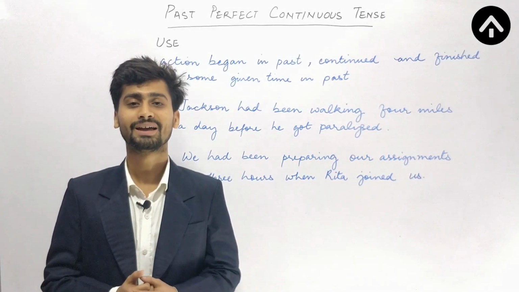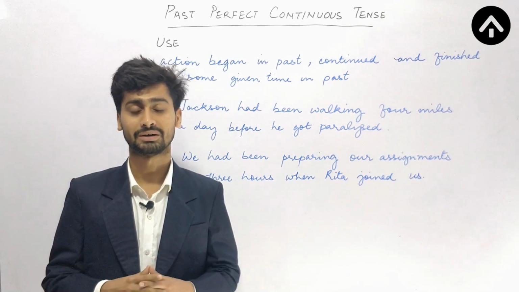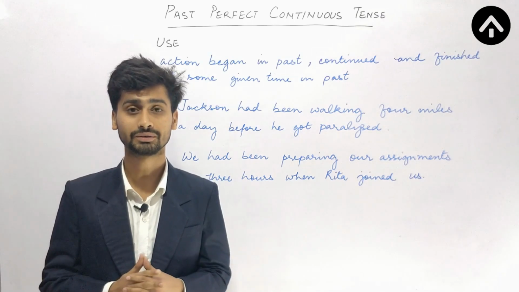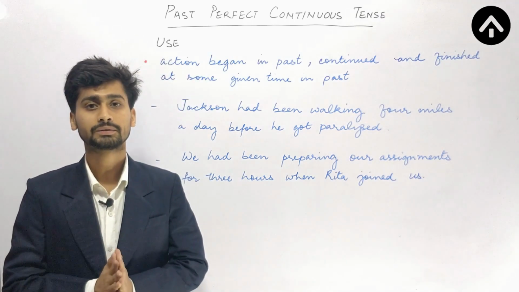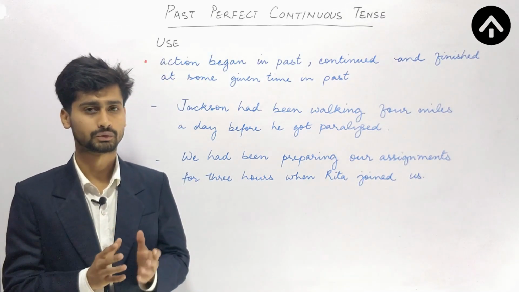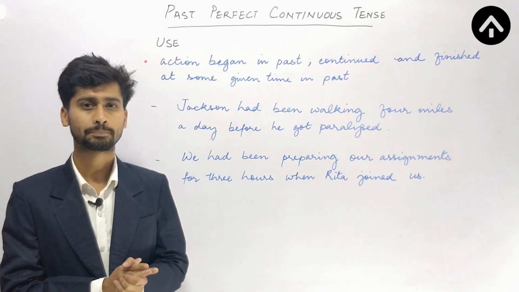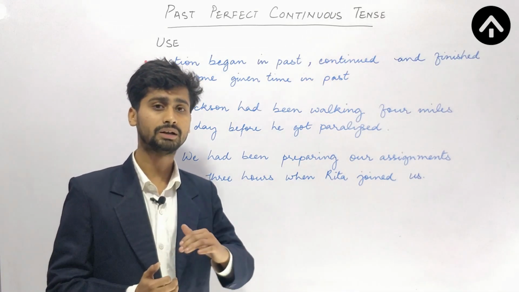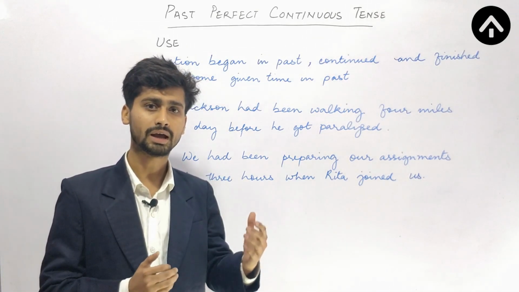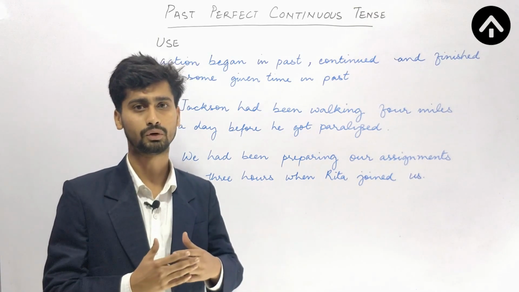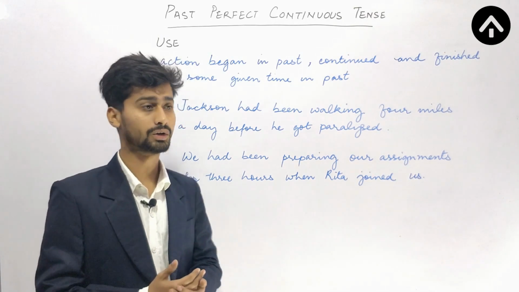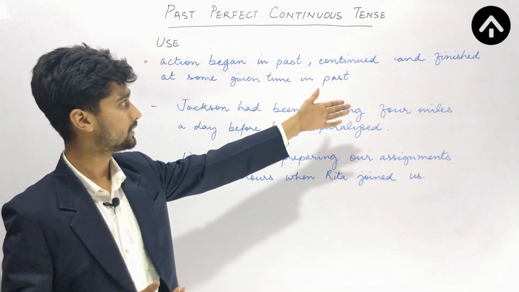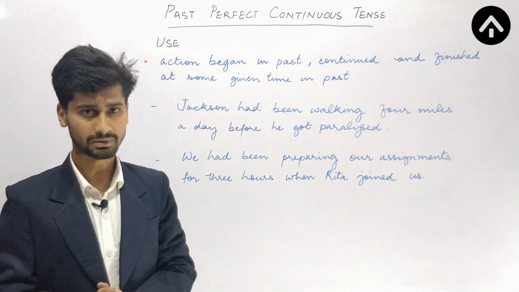My name is Mirza Adam, and in this video we are going to discuss a very important subtype of past tense, which is past perfect continuous tense. Okay, so in this tense there are two different aspects. One is perfect and the other is continuous. So any action that began in past and was in continuation, and after some time was overtaken by another action. Okay, so this is its use. Action began in past, continued and finished at some given time in past.